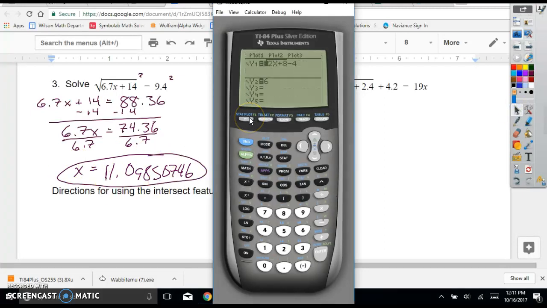Okay, so we come up here on the graph. Looks like we have the square root of 6.7x plus 14. All right, that one's finished. And let's go down to our y2, which would be 9.4. Graph that. Okay, second trace. My intersection is at 11.098507. So this is perfect. That solution checks out.